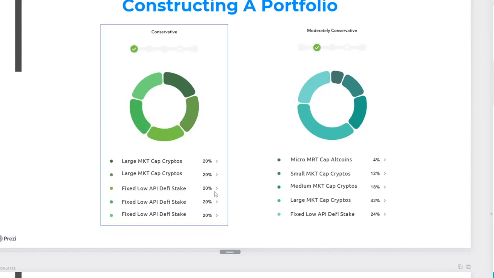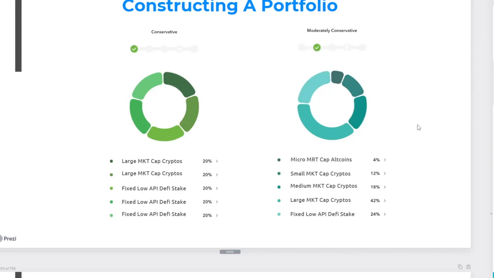Then the other 60% of your portfolio could be spread into low fixed rate APY DeFi stakes, which basically will give you a yearly APY on your money. So this is basically the equivalent to bonds in the stock market. You want to have your money in something that's giving you a fixed rate of return for staking your money, and then have the larger, more mainstream cryptocurrencies as your 40% allocation to drive the growth, but drive it safely and conservatively.